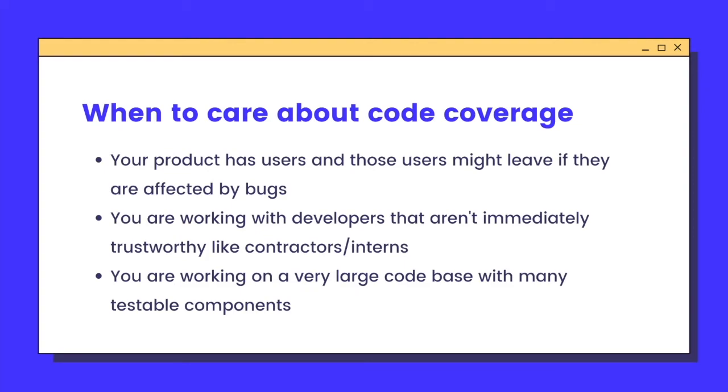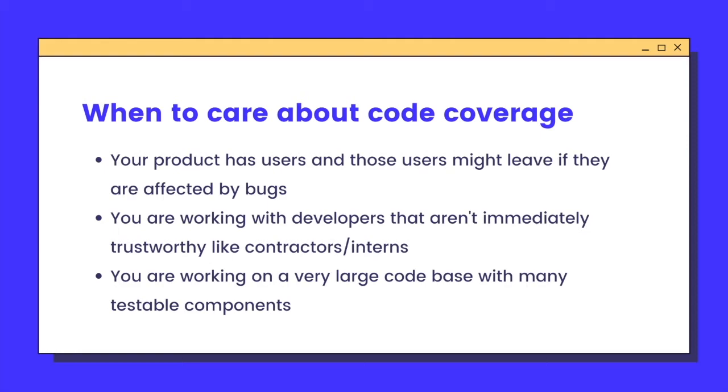We've already discussed one scenario where you've inherited an existing code base. However, it's important in many different situations. In general, you should measure and optimize for code coverage if any of the following are true. So your product has users, and those users might leave if they're affected by bugs, in which case it's important to measure code coverage because it lets you work with your team to improve the code coverage and reduce the number of bugs.